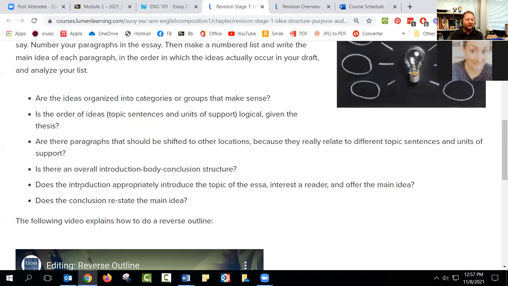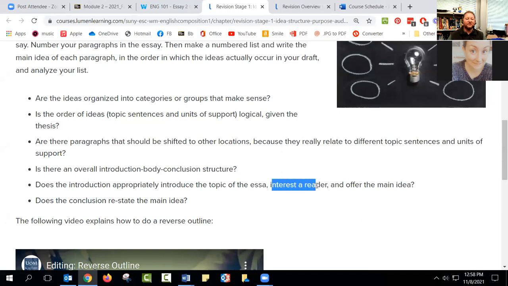And then does the introduction appropriately introduce the topic of the essay? That's funny, there's a typo, talking about revision. Does the introduction appropriately introduce the topic of the essay, interest the reader, and offer the main idea, right? Because it should do all three of these things, right? Introduce the topic. It should be clear the general idea, the general topic, or the general category, however you want to think about it, about what your essay is going to be about.